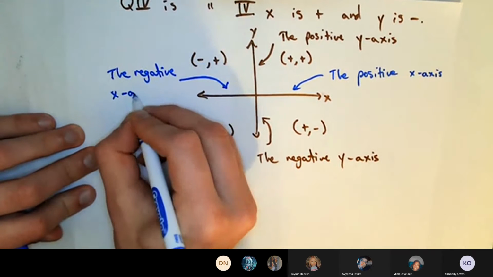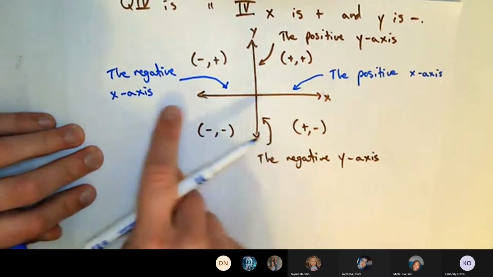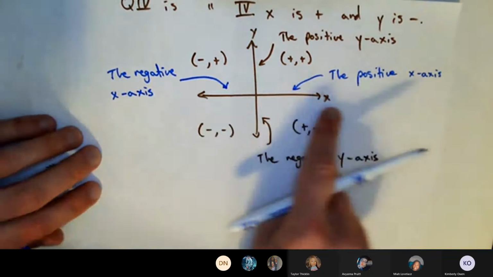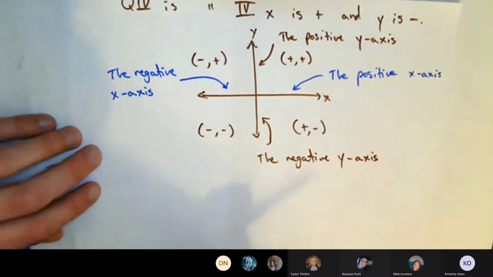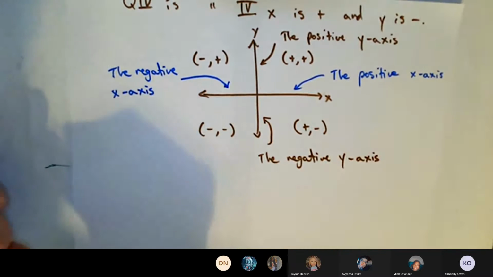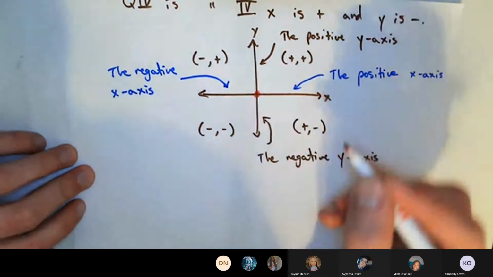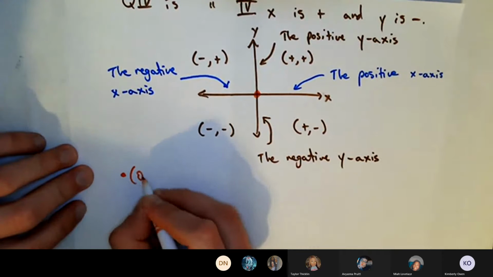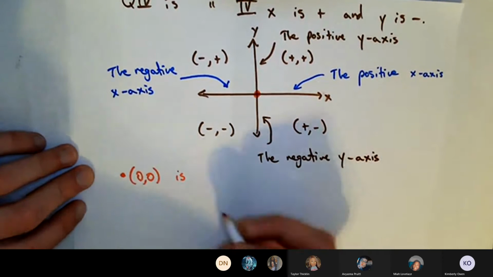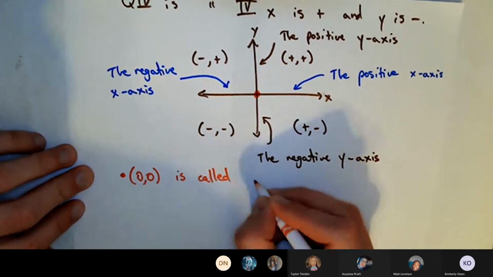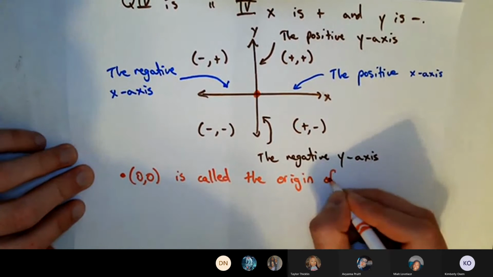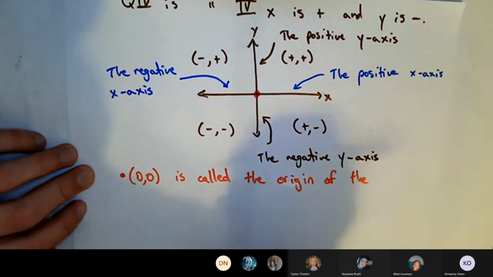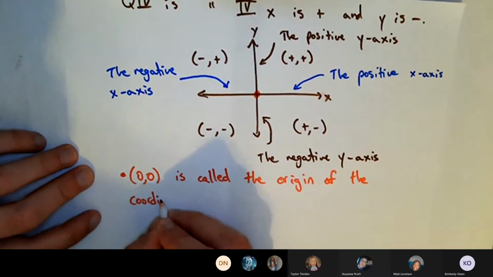And if you hear me say just the x-axis, then I mean the entire thing. So they're both parts of the x-axis, but if you want to be specific, this is the positive x-axis, this is the negative x-axis. And then the point in the very center, right here, the point 0, 0, also has a special name. It's called the origin of the plane, of the graph, of the coordinate plane. Yeah, I'll say coordinate plane.